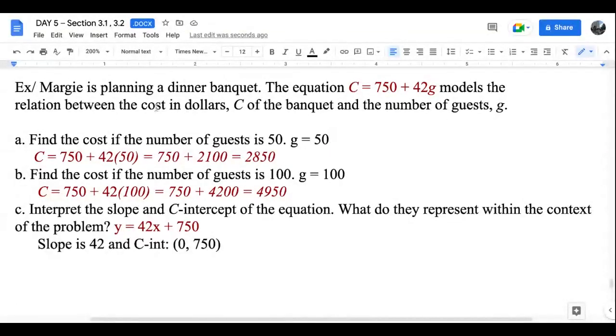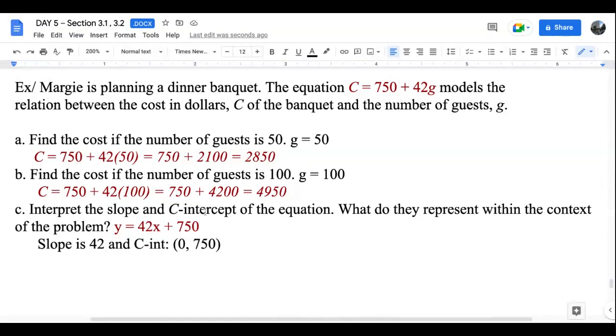So this models the relation between the cost in dollars of the banquet, C, and the number of guests, G. A, find the cost if the number of guests is 50. That means G equals 50. We just plug in 50 for G. So C equals 750 plus 42 times 50, which is $2,850. She has to spend this much money if she has 50 guests. What if she has 100 guests? That means G equals 100, and she needs to spend $4,950.